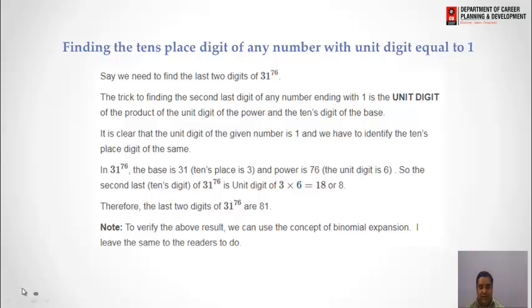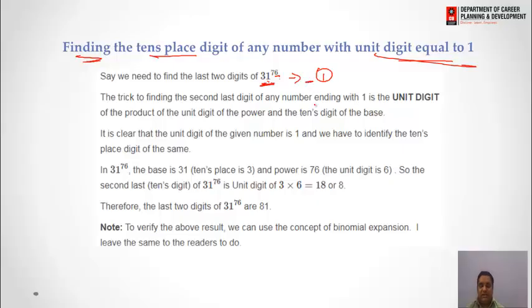Now in the next category, we just need to find the tens place digit of any number which has the unit digit 1. Like we have the number 31 power 76. A number has unit digit 1, meaning 31 power 76, unit digit is 1, 1 power 76 we have. Then what we need to do? It always gives us unit digit as 1.